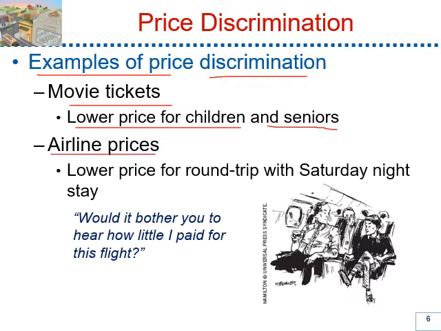Another example is airline prices. Airline companies charge lower prices for round trips with a Saturday night stay. Why? Because this rule provides a way to separate business travelers and leisure travelers. A passenger on a business trip has a high willingness to pay and most likely does not want to stay overnight on Saturday night. By contrast, a passenger traveling for personal reasons has a lower willingness to pay and is more likely to be willing to stay over a Saturday night. Therefore, the airline can successfully price discriminate by charging lower prices for passengers who stay over a Saturday night.